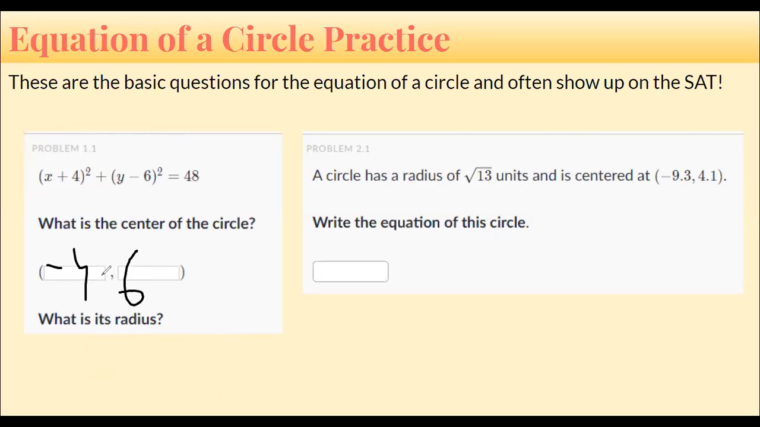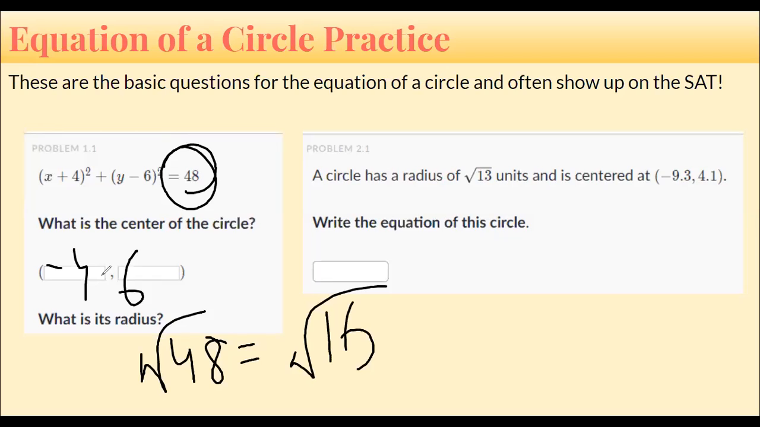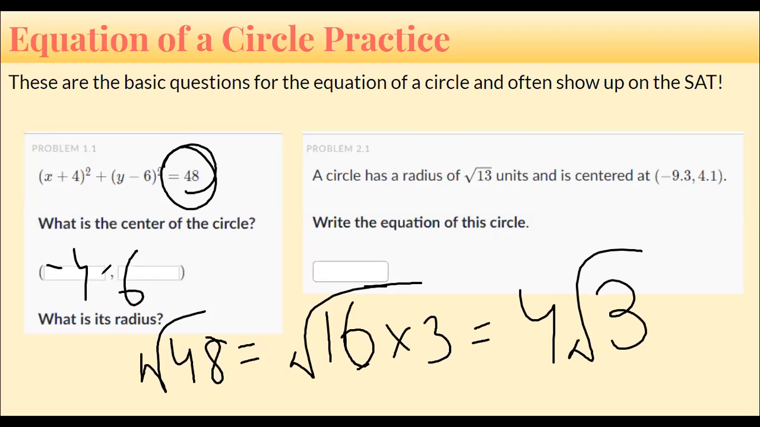And what is the radius? The radius is essentially the square root of 48. The square root of 48 is equal to the square root of 16 times 3, which is equal to 4 square root 3, right? That is the radius of the circle.